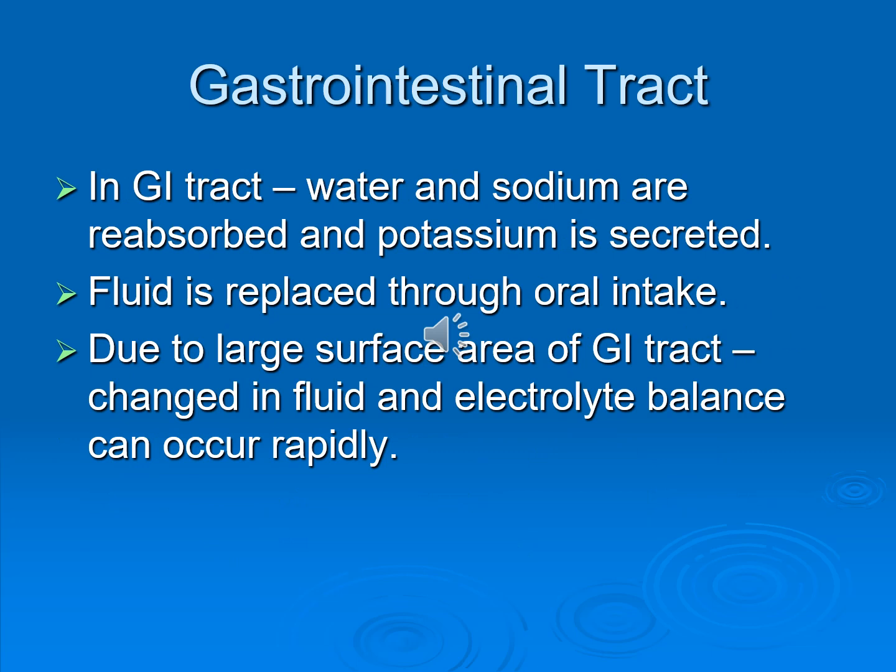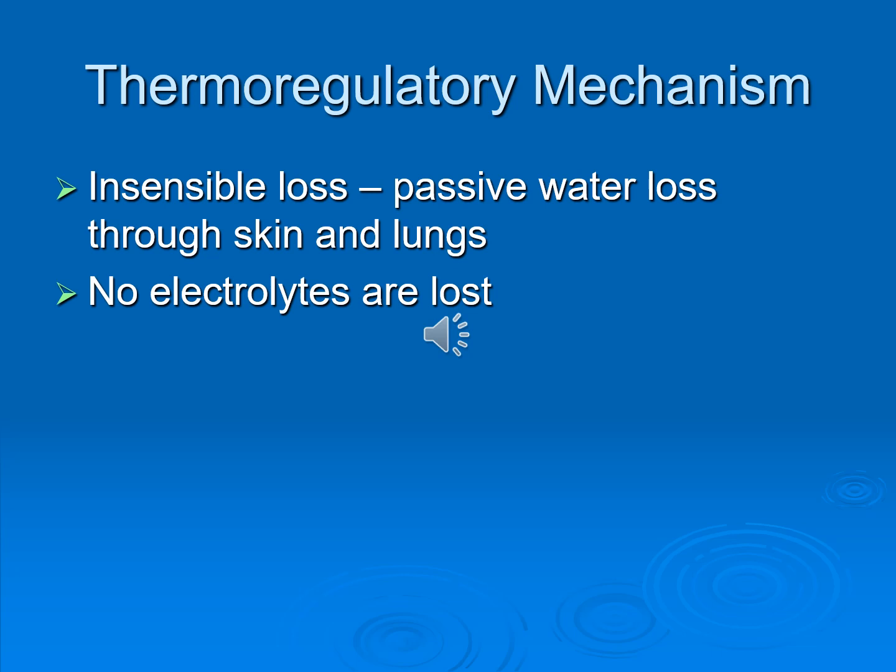When we think about the gastrointestinal tract, water and sodium are reabsorbed and potassium is secreted in the gastrointestinal tract. So fluid is replaced through oral intake, and due to a large surface area of the GI tract, there's that change in the fluid and electrolyte balance that can occur rapidly. We also have the thermoregulatory mechanism, and this is going to come about when we talk about insensible loss, so that passive water loss through the skin and lungs. And keep in mind when this happens, there are no electrolytes that are lost.